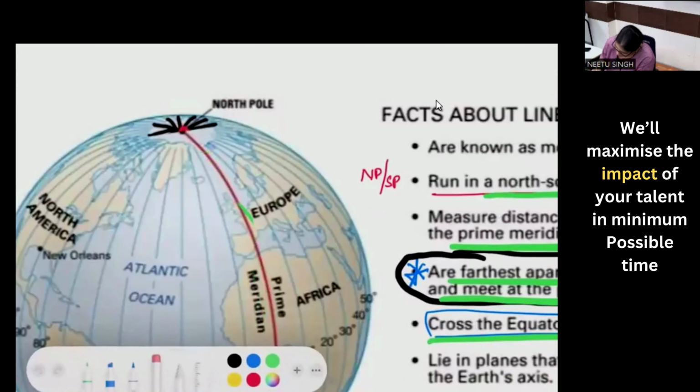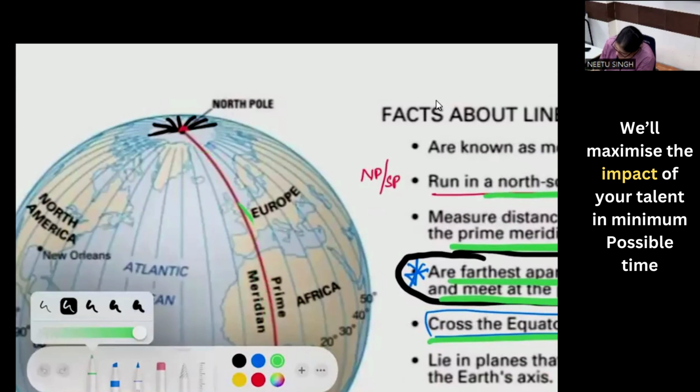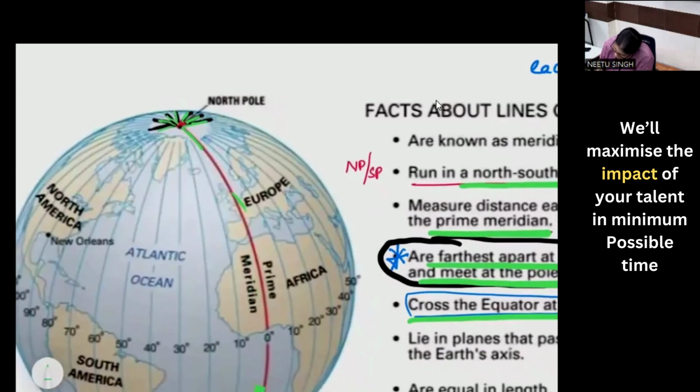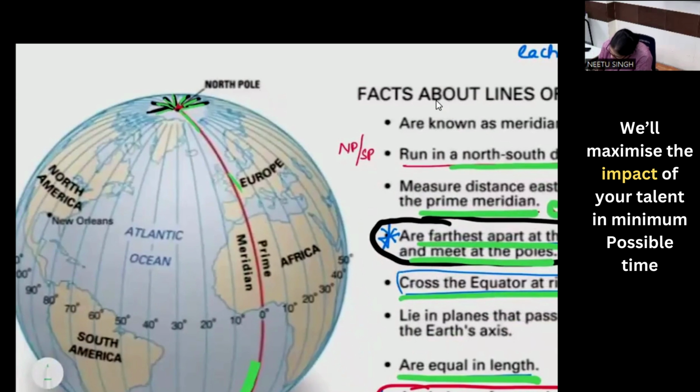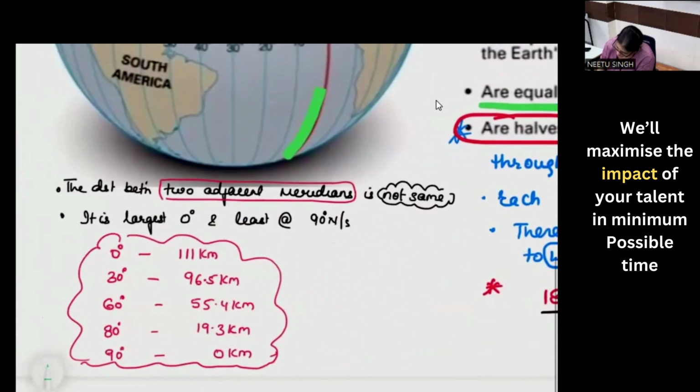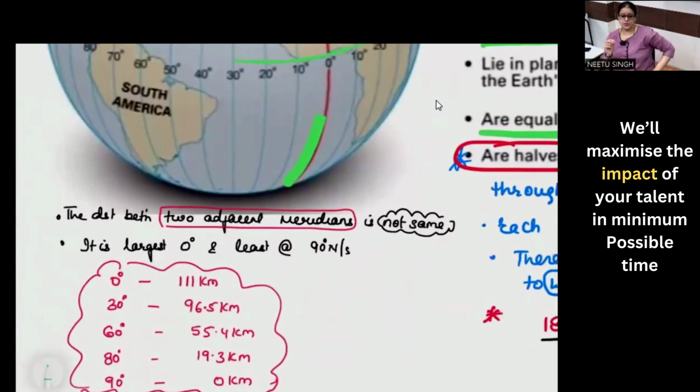ध्यान से देखो, when I take reference of meridians, are we noticing? They merge at pole. So by default, they will be farthest apart at equator. And this is what you have to learn here, right here. ये भी important question बन सकता है. Distance between the two adjacent meridian is not same. It is largest at 0 degrees and least at 90 degrees north and south.